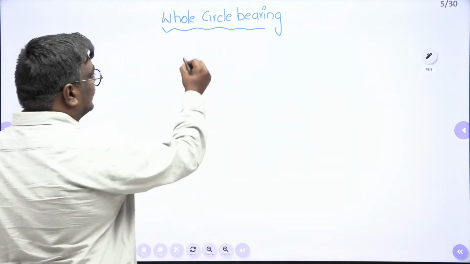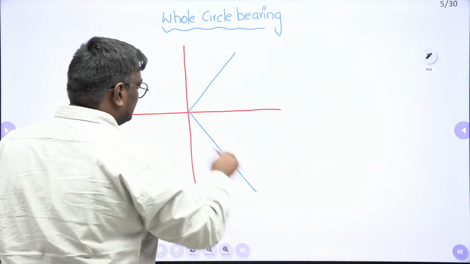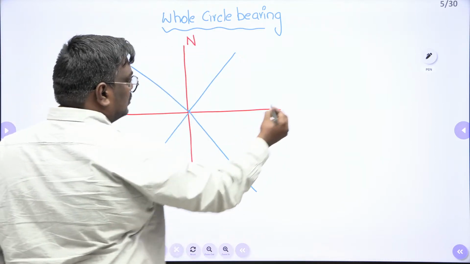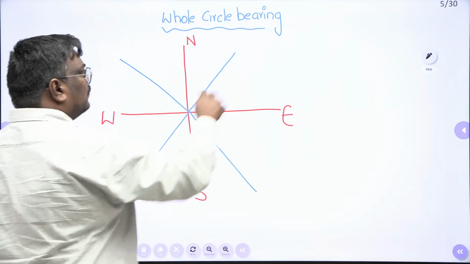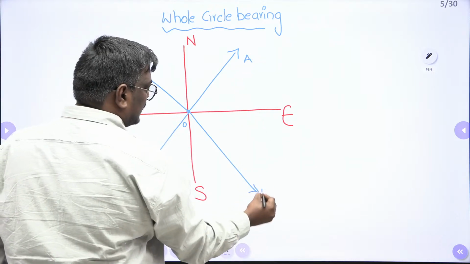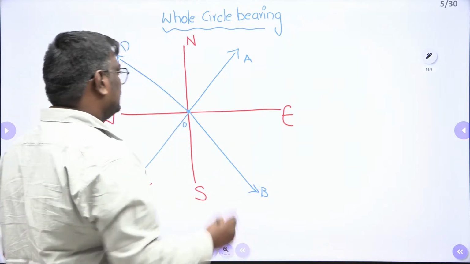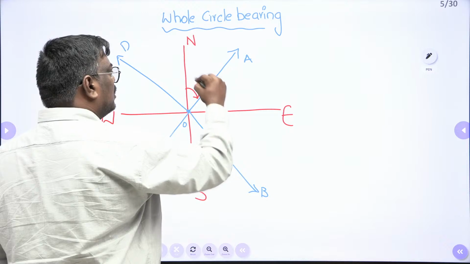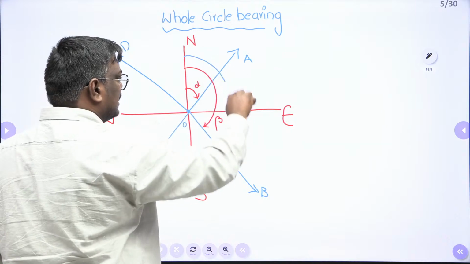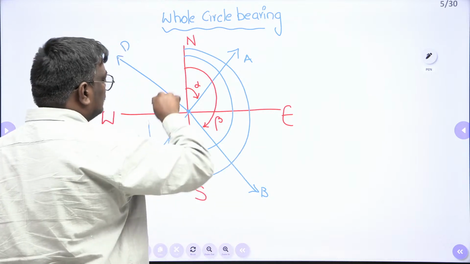Now, when I talk about the whole circle bearing system, my dear students, suppose these are the lines. This is north, this is south, this is east, this is west. Now I assume these points as OA, OB, OC, and OD. Now see the diagram, this is very important. I assume this angle as alpha, this as beta, this as gamma, and this angle as delta.